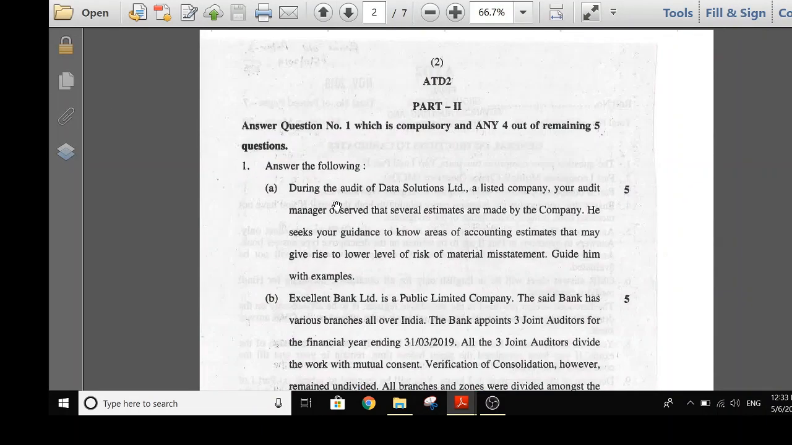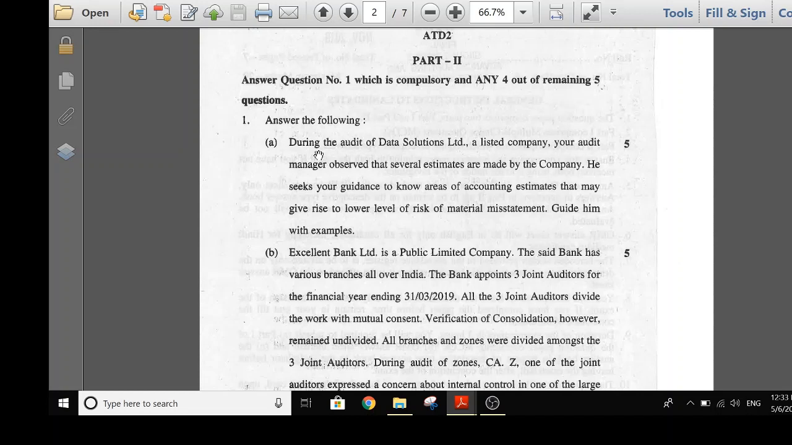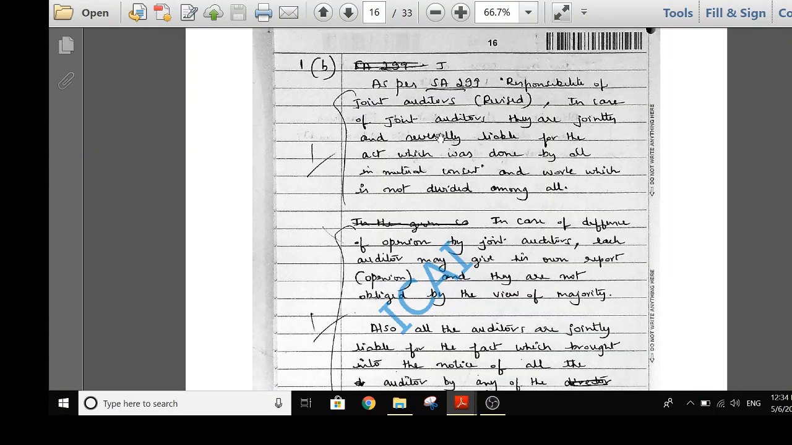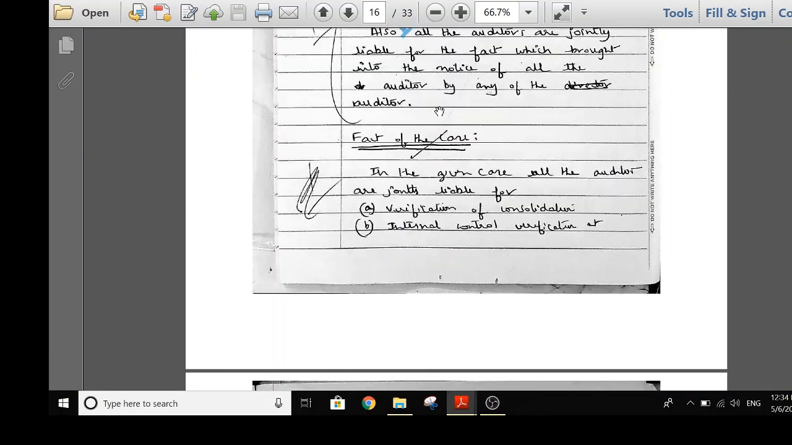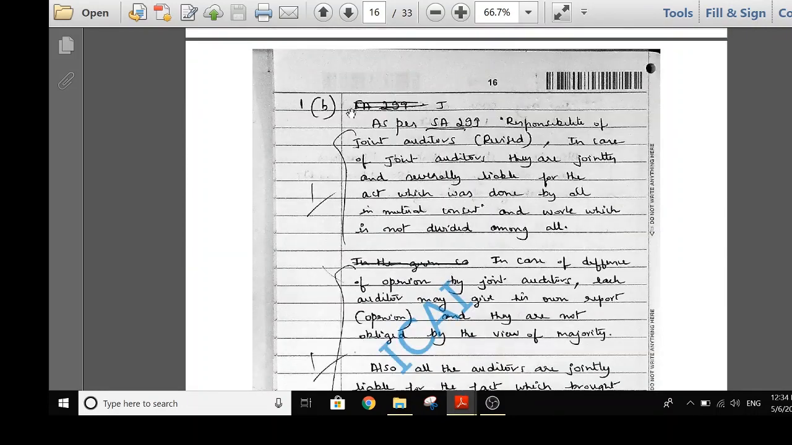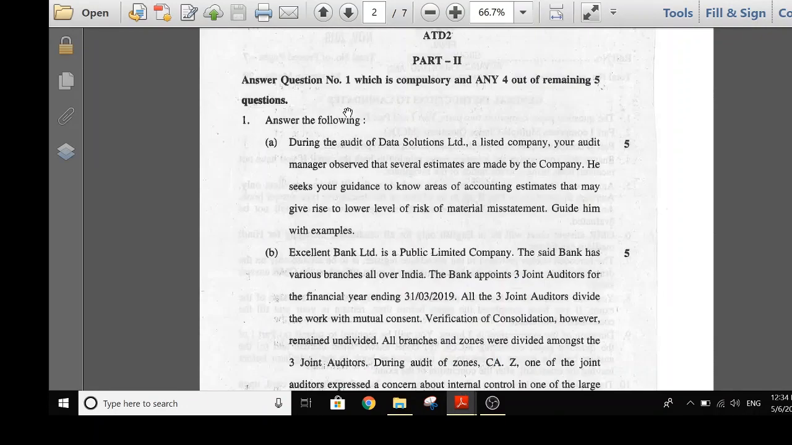The first question was, during the audit of Data Solution, a listed company, your audit manager observed that several estimates are made by the company. This is all about several estimates. He seeks guidance on which areas of accounting estimates may raise a lower risk of material misstatement. So they're asking what estimate would give a lower level of risk of material misstatement? Maybe I did not know the answer, so I skipped that answer, I guess. I directly went to 1B. Okay, maybe I did not know the answer, I just quit it.